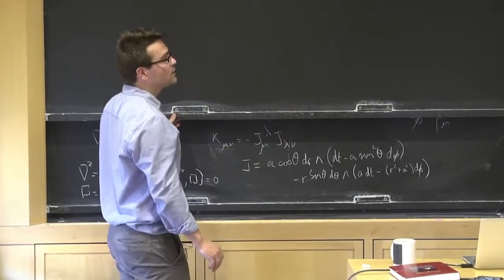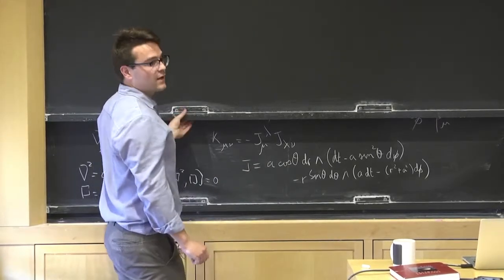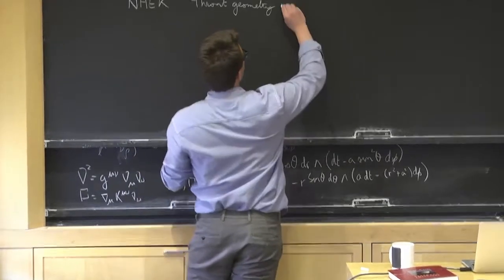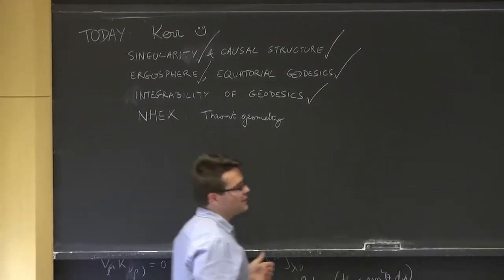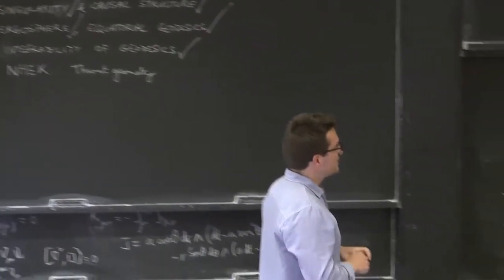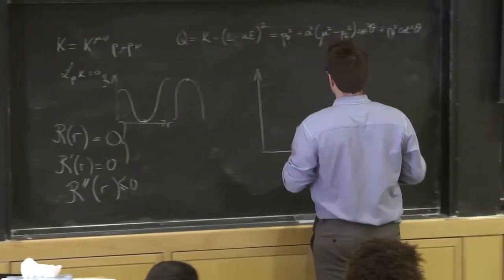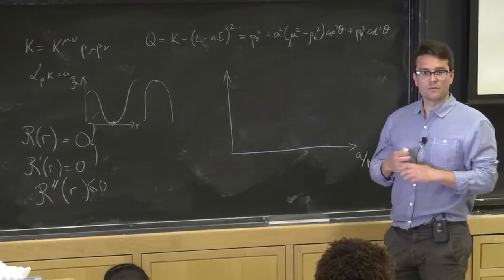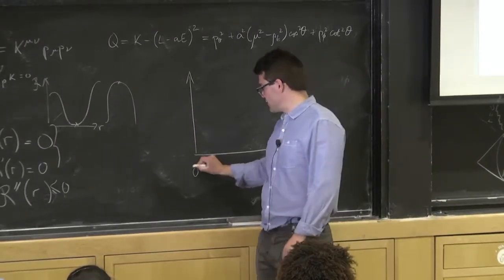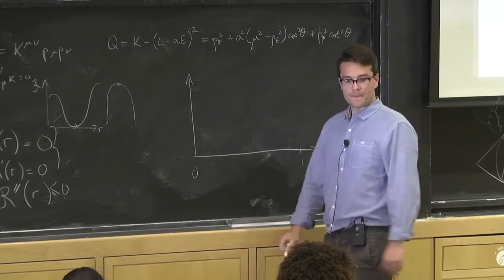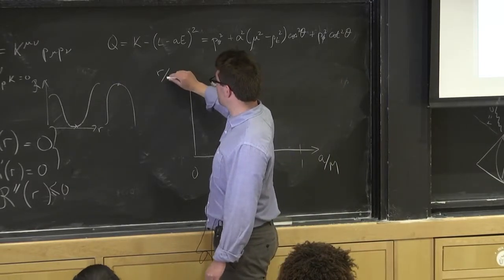But now in the last 20 minutes, I want to motivate the last topic of the day, which is the existence of the so-called throat geometry when the black hole is extremal. And I think one nice way to motivate this is to draw a plot which shows what happens to various physical scales as you spin up the black hole. So here I'm going to draw a over M, which goes from 0 when you're in Schwarzschild to 1. And here I'm going to draw the Boyer-Lindquist radius r divided by M.